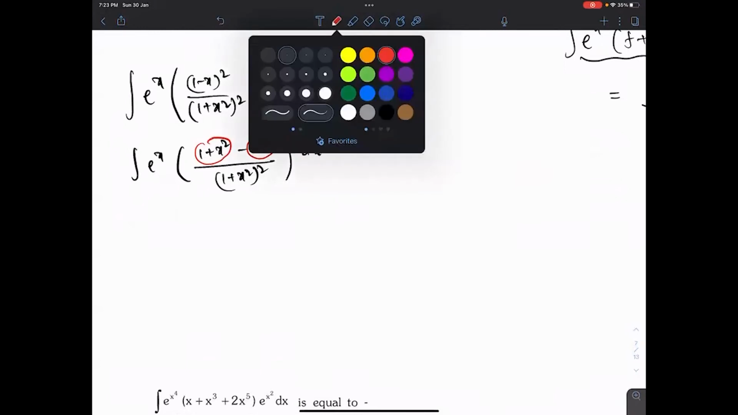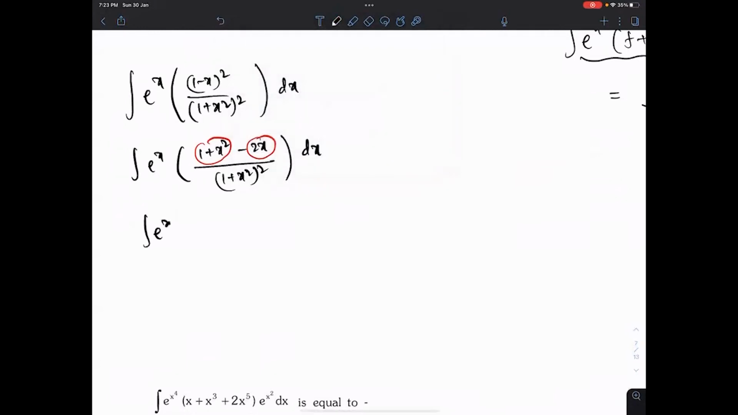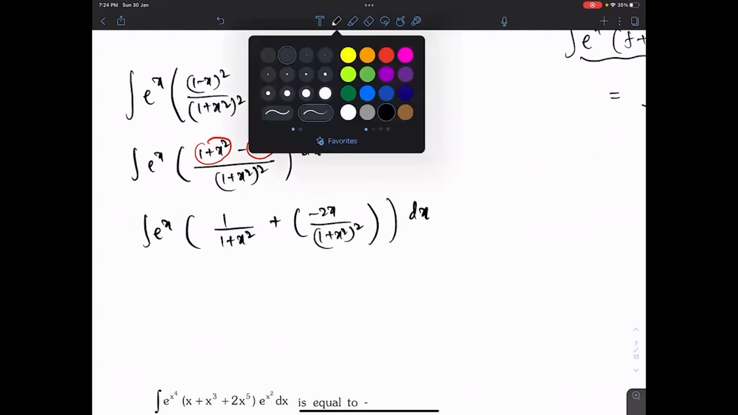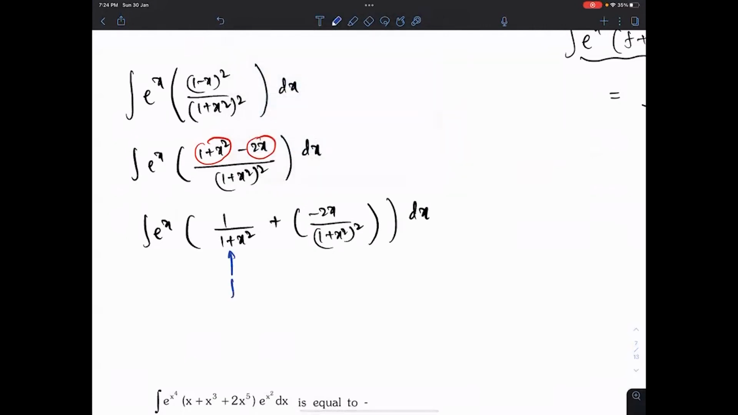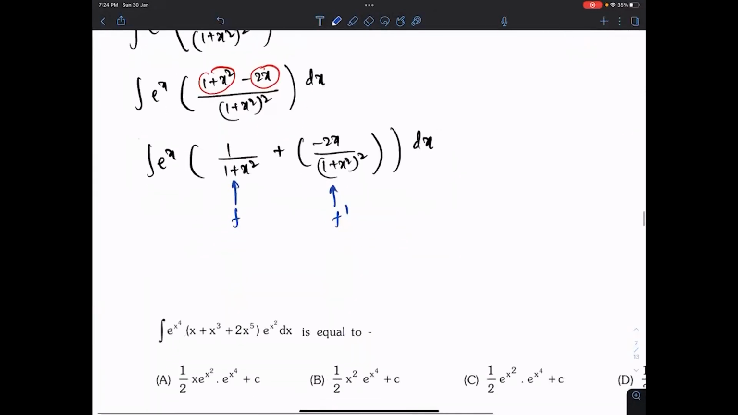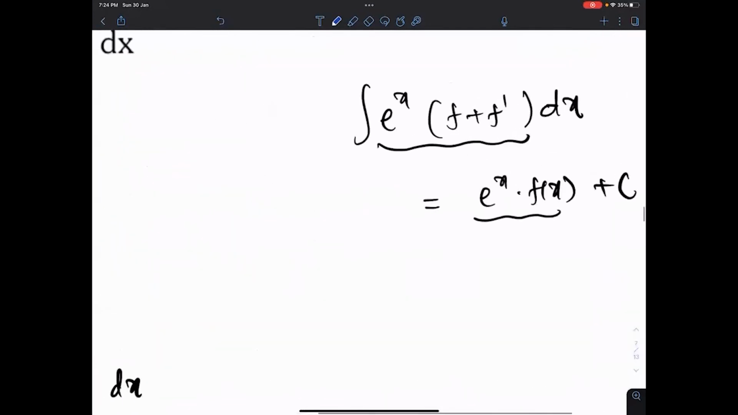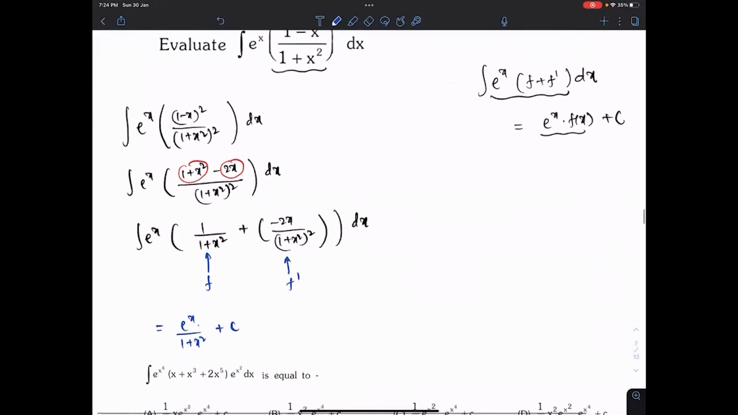Why? Because you see what happens? You get 1 by 1 plus x square, and the remaining one will be minus 2x by 1 plus x square whole square. Now, if you observe, if this is the function f, this is its derivative only. So what will be the answer finally? E power x into 1 by 1 plus x square, sorry, plus c. Whenever you have integration of the form f plus f dash, this is what you need to do.